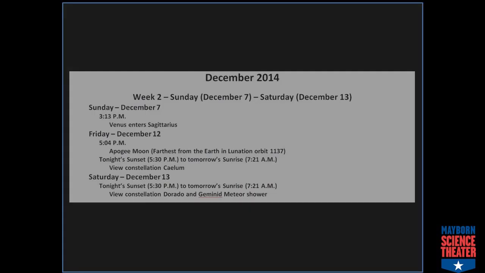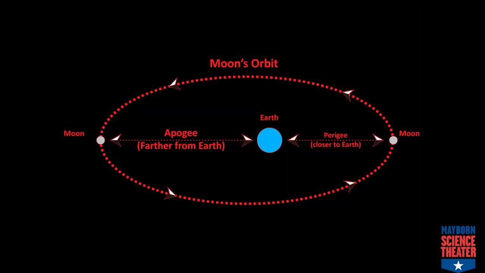Now, on the second week, we have again one of our planets, in this case Venus, going to enter Sagittarius, the region. And then on Friday, we're going to have what's called an apogee moon. Oh, what does that mean? Farthest from the Earth in the lunation orbit, 1137. Well, let's see what that talks about.